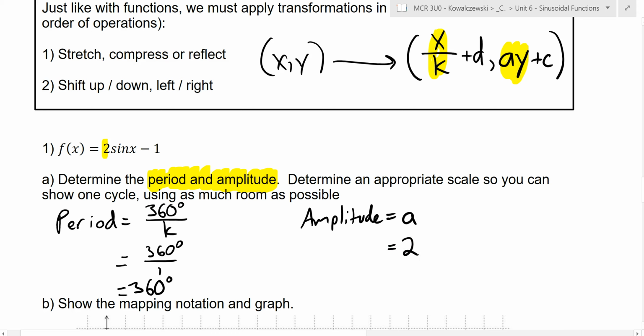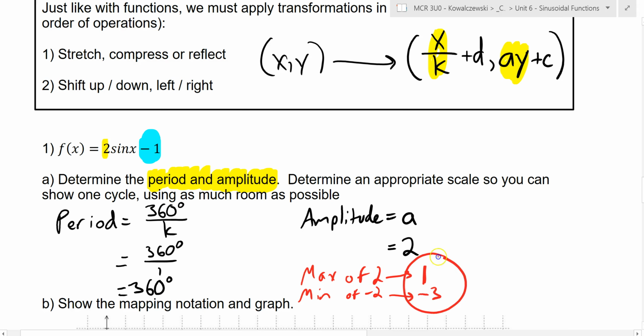So what that means is I'm going to have a maximum value of 2 and a minimum value of negative 2. But there's going to be something else happening to this function. We have a shift downwards of 1 unit. So instead of having a maximum value of 2, it's then going to be a maximum value of 1 because it's going down 1. And instead of having a minimum value of negative 2, it's going to be going down 1 to negative 3.